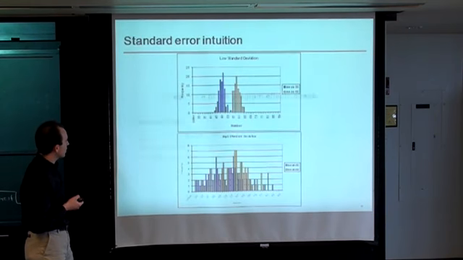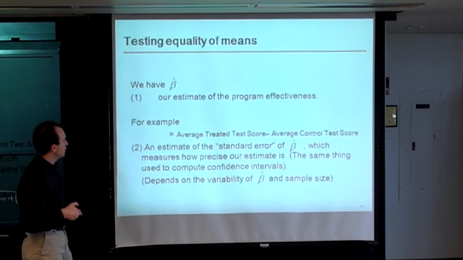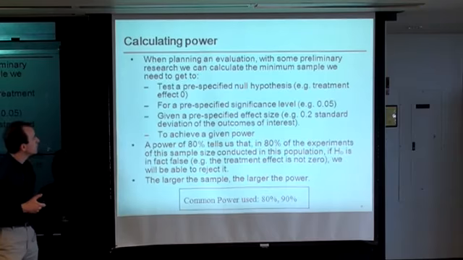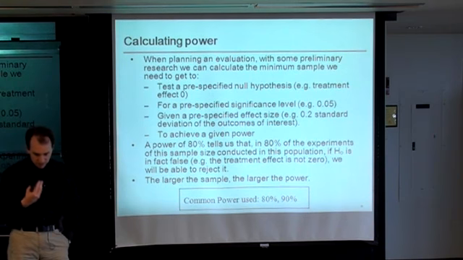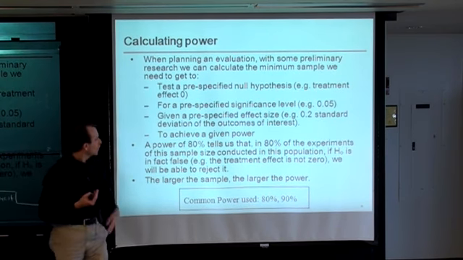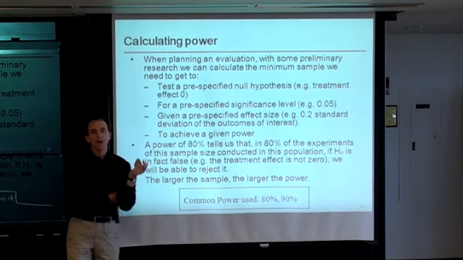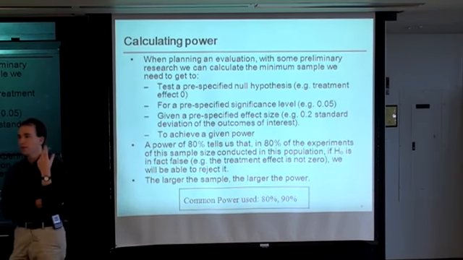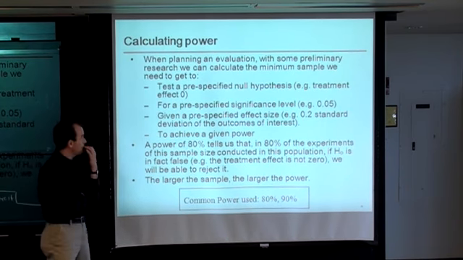So that's how we are going to calculate being in this box. So now how do we think about power, which is the probability that we're in this box? We had an effect, and we're able to detect that we had an effect. When we're planning an experiment, we can do some calculations to help us figure out what that power is. What's the probability, if the truth is a certain level, that we're going to be able to pick it up in the data?